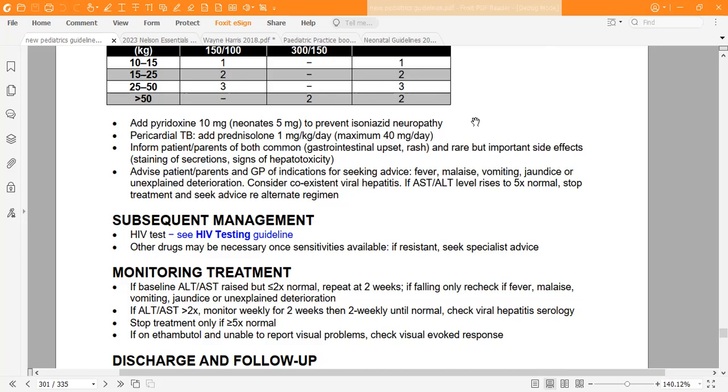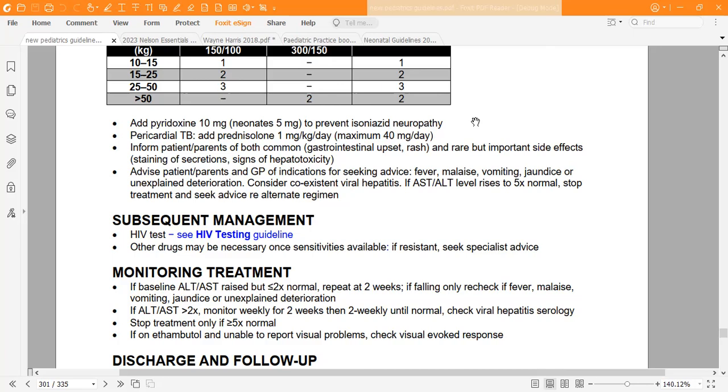What should we do as extra investigation? I have to do an HIV test after consent, taking permission from the patient and his parents. So we have to check the HIV testing guidelines as well. Other drugs may be necessary once sensitivity is available. If resistant, seek specialist advice.